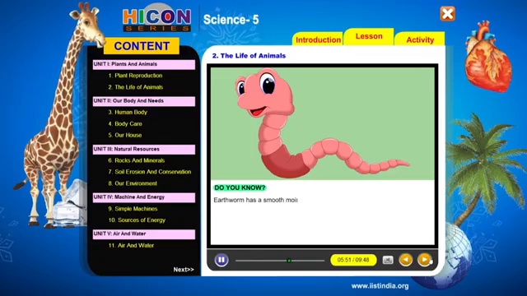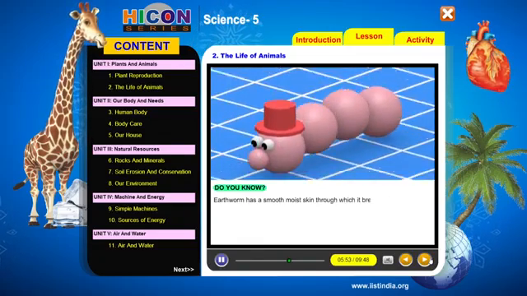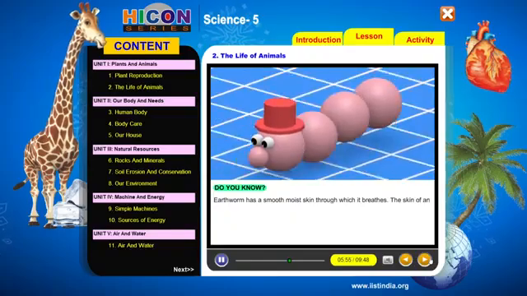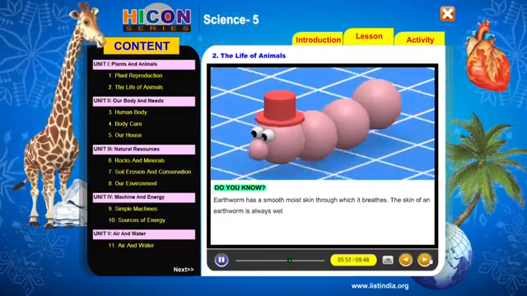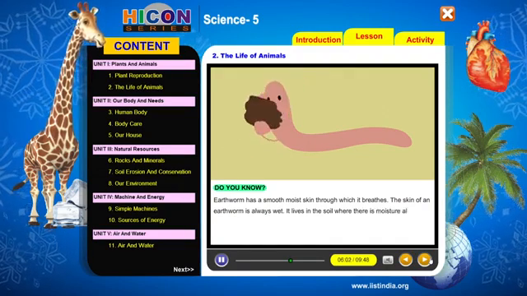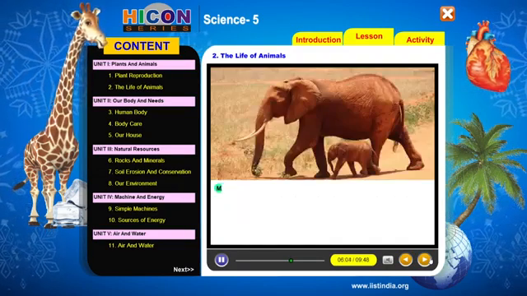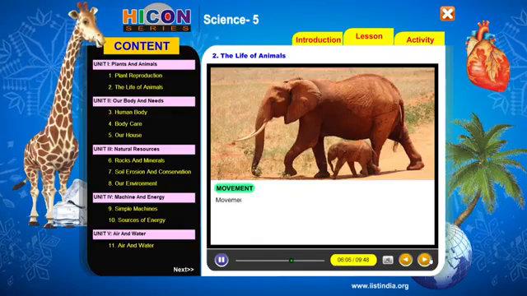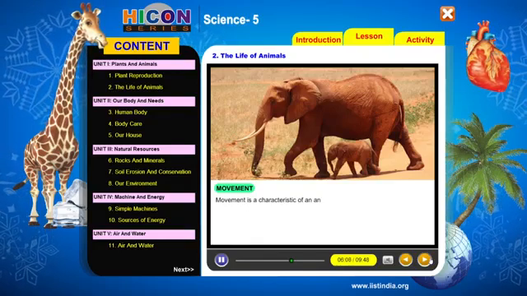Do you know? Earthworm has a smooth, moist skin through which it breathes. The skin of an earthworm is always wet. It lives in the soil where there is moisture all the time. Movement. Movement is a characteristic of an animal.